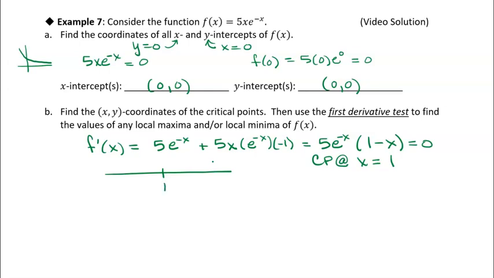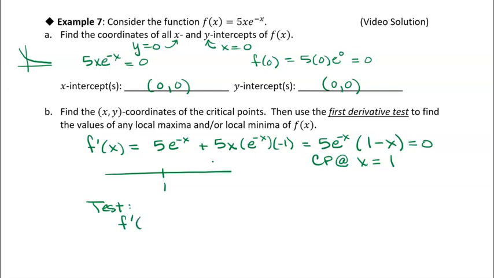So let's just use it. We're told to use the first derivative test, but this one is one where it's probably easier just to use the first derivative test. So if we're going to use the first derivative test, we have to test points on either side of 1, right? And I have to test the derivative to see whether it's increasing or decreasing. So I'm testing the slope of the function.